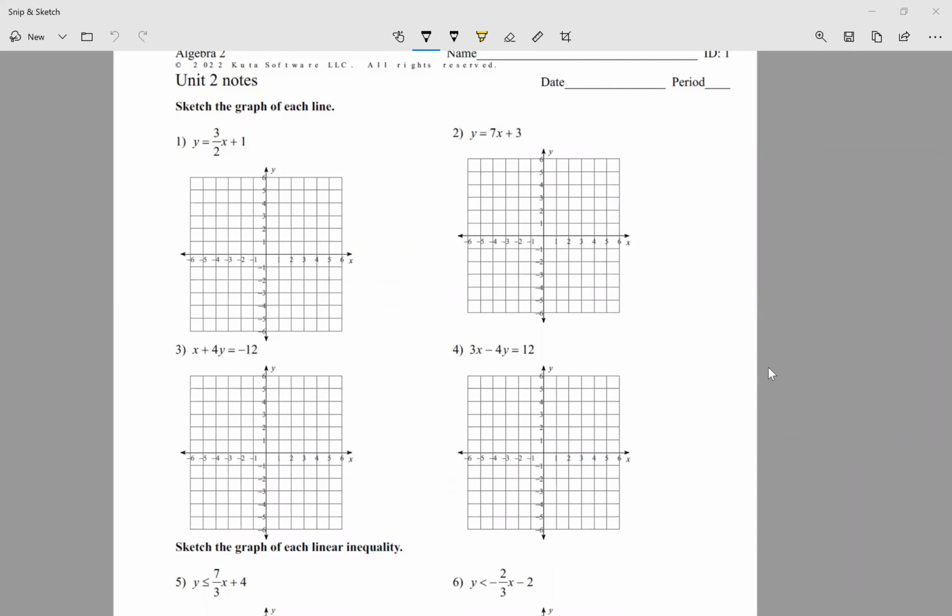Today we're going to start with a review of how to sketch a line, how to graph a line. There are two ways to do it. The first way we're going to see is what we call the slope-intercept form.